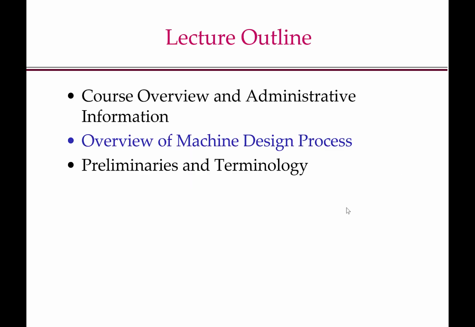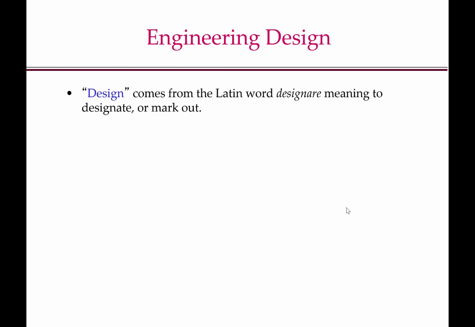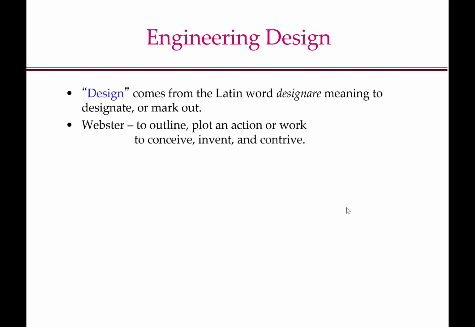Okay, now that we have gone over the basic administrative information and course overview, we will now get into an overview of the machine design process. So to start out, what is the meaning of the word design, or where does it come from? Design comes from the Latin word designare, which means to designate or mark out. If you look at a dictionary, you will see that its meaning is stated as to outline or plot an action or work, or to conceive, invent, and contrive.